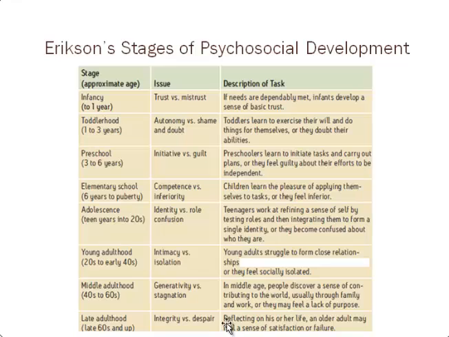Middle adulthood is when people discover a sense of contributing to the world, hopefully, and the alternative is stagnation, which essentially means nothing's happening. And then finally, late adulthood, end-of-life issues. People reflect on their own life and may feel a sense of satisfaction, or unfortunately despair or failure.